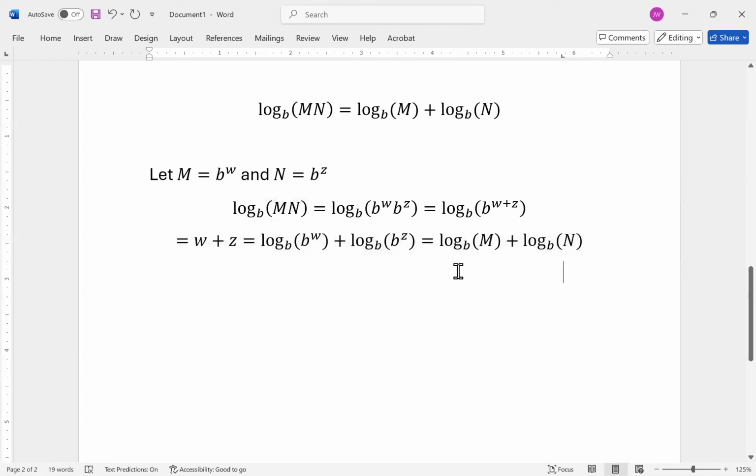And that basically came from our rule of exponents that says if you take b to the w times b to the z, you get b to the w plus z, along with the rule of exponent logarithm inverse. If I take log base b of b to an exponent, I get the exponent back. We can use that a couple of times. So that's what we get. So this shows that the product rule for logarithms is coming from essentially the product rule of exponents.